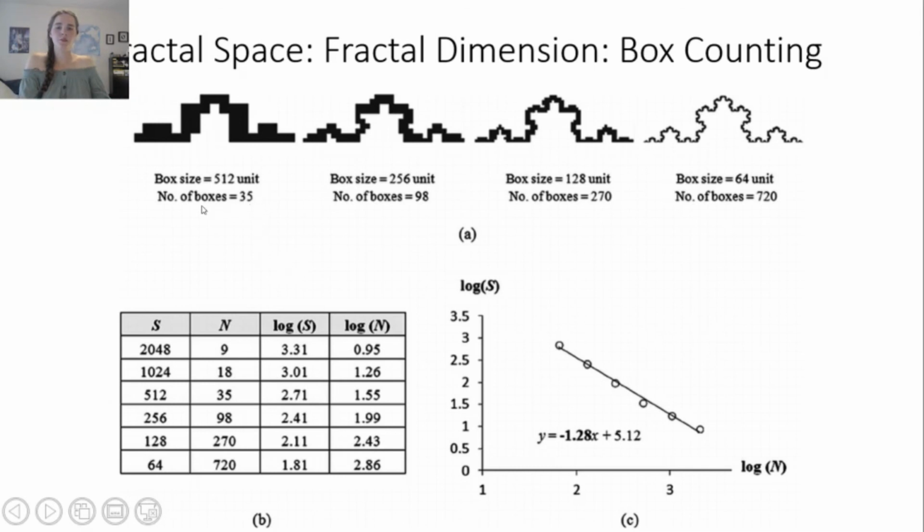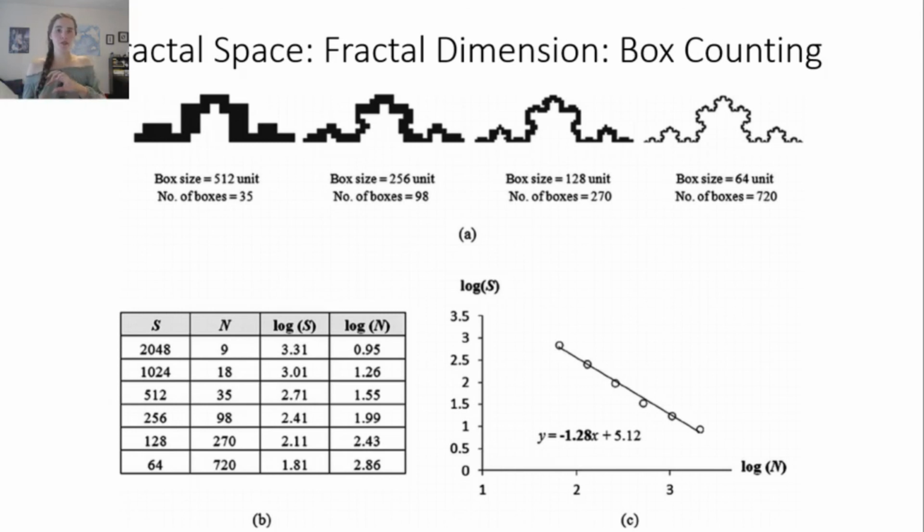So the number of boxes is a function of the box size, and the box size is a proxy for the scale that we're looking at this fractal on. With a bigger box size, we're looking at the fractal from a wider perspective, and the smaller the box size, the more we're zooming in. So the number of boxes that it takes to cover the fractal is a function of the box size. And S and N here, where S is the box size and N is the number of boxes, have a power law relationship because it is a fractal and it scales according to a power law. And this is just the way that power laws work.